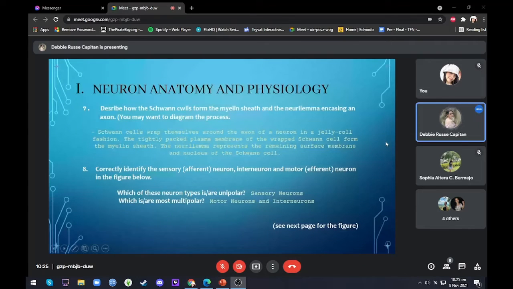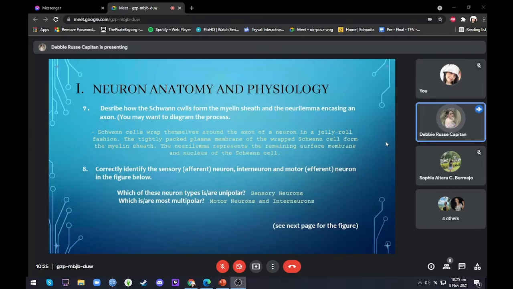Number 7, describe how the squamous cells form the myelin sheath and the neurilemma encasing an axon. You may want to diagram the process. Squamous cells wrap themselves around the axon of a neuron in a jelly roll fashion. The tightly packed plasma membrane of the wrapped squamous cells forms the myelin sheath. The neurilemma represents the remaining surface membrane and nucleus of the squamous cells.